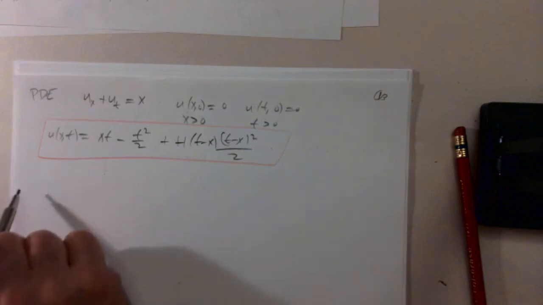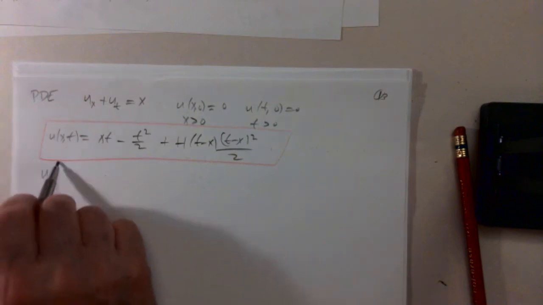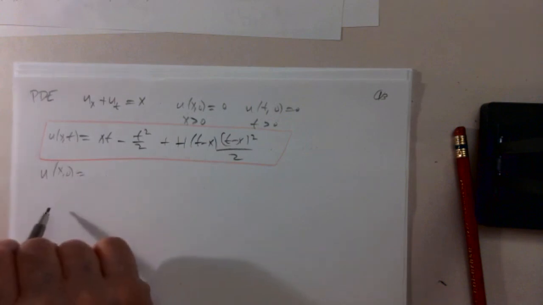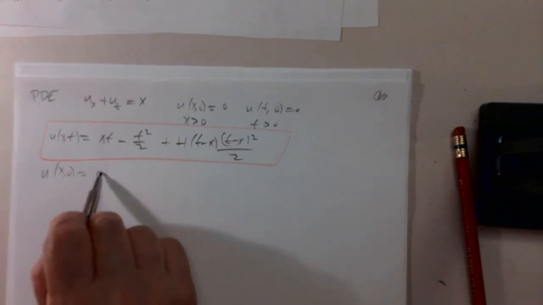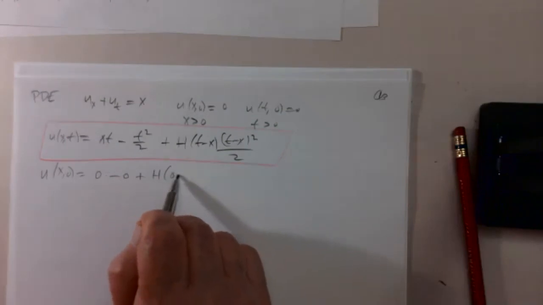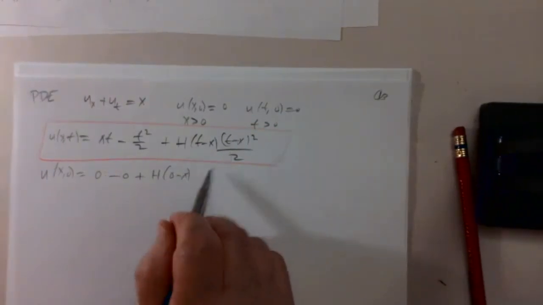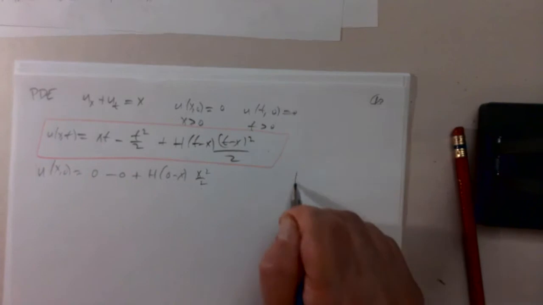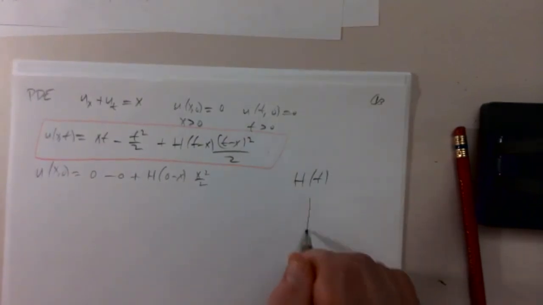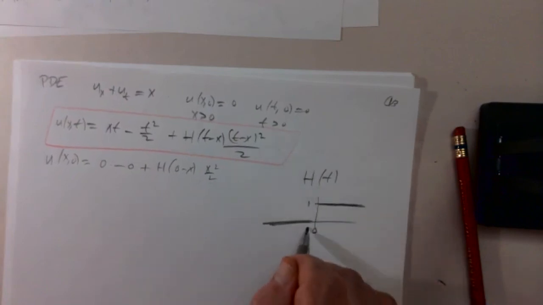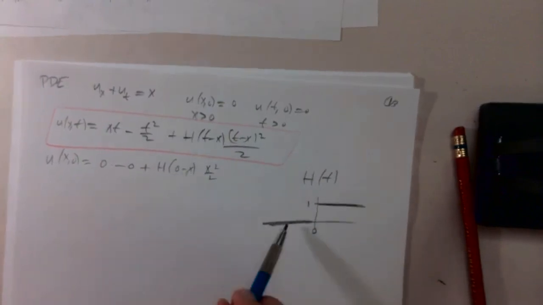Let's see if this checks. So u of x, 0, first let's check the boundary conditions. U of x, 0, when t is 0, we get 0 minus 0 plus H of 0 minus x, times (0 minus x) squared over 2. But H of 0 minus x, remember, the Heaviside function H of t looks like this. It's the step function. So if x is negative, that's 0.